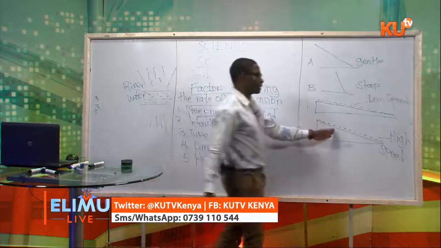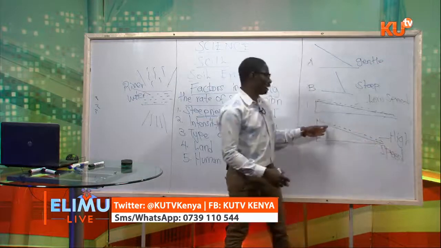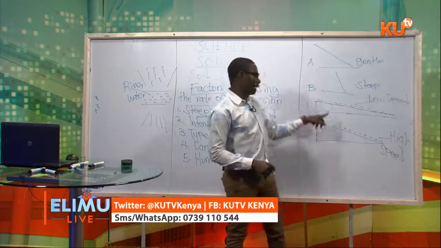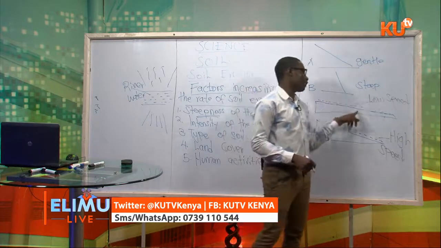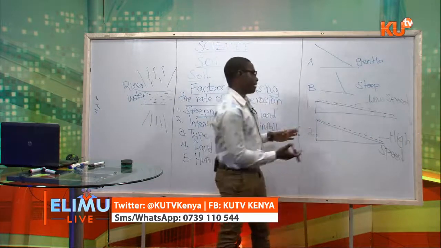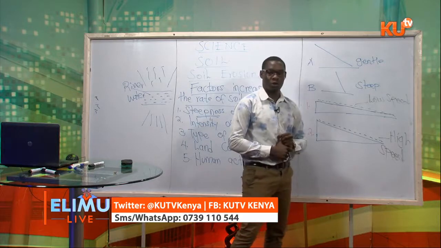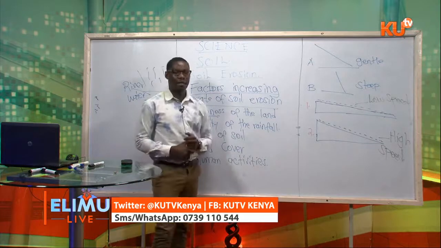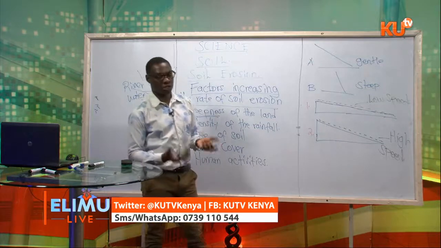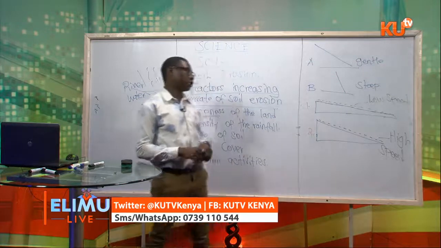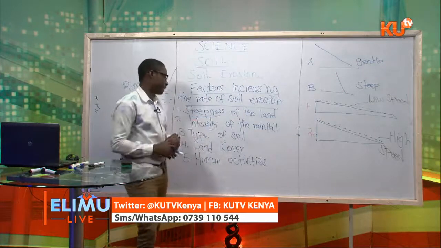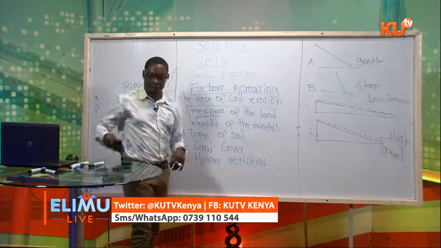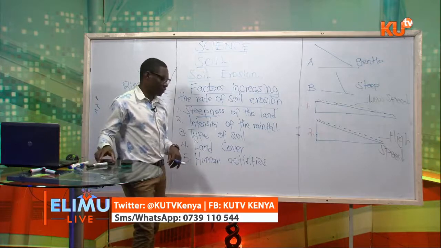So the high speed that the water is flowing with will enable it to carry a lot of soil particles downwards. So as the soil particles are being carried downwards, the rate of soil erosion is very high. But because we have low speed of flowing water here, the rate of soil erosion will also be very slow, such that the steeper the land, the more the soil erosion, and the gentler the land, the less the soil erosion. So that is the first factor that we have looked at, which is the steepness of the land. Let's look at our second factor, which is intensity of rainfall.